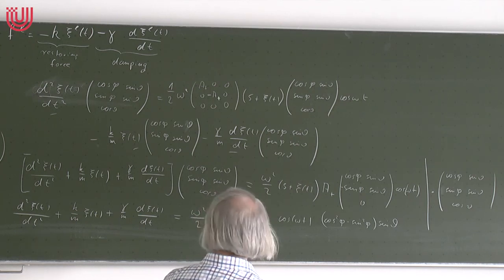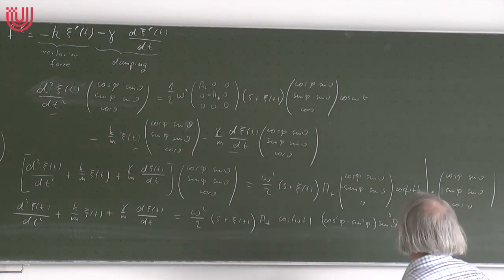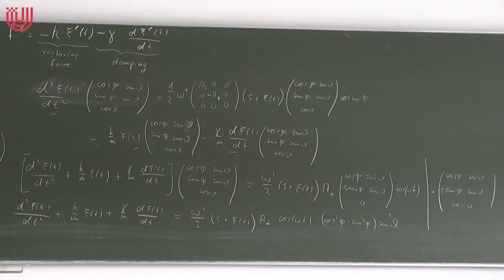Let me see. I think the square is missing. Where's the square missing? You're right, thank you. There's a square. Let me check if I got this right. Where is it worked out?